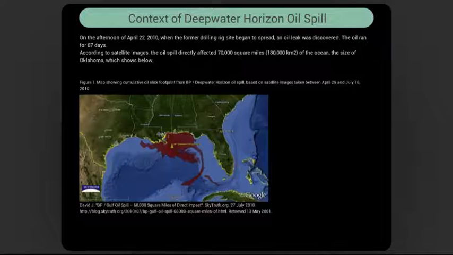On the afternoon of April 22nd, 2010, an oil leak was discovered. Oil ran for 87 days. According to the satellite images, the oil spill directly affected 70,000 square miles of the ocean. It is the size of Oklahoma, and it is shown in the picture below.